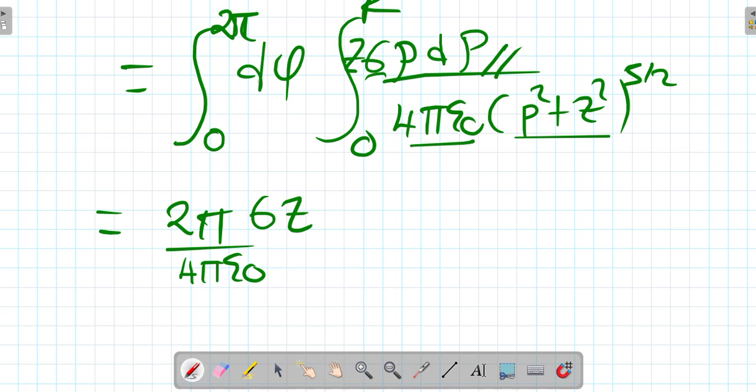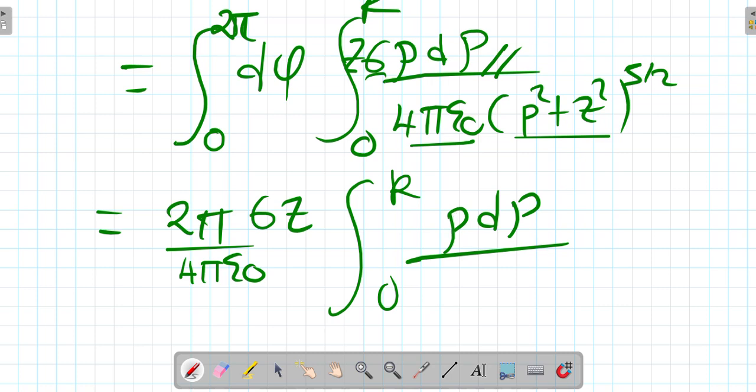So here what you're going to remain with, and here the integral was 2 pi, you're going to have 0 to r, rho d rho. You just leave everything that is only having rho. So this 3 over 2.